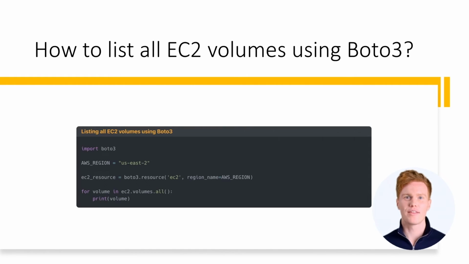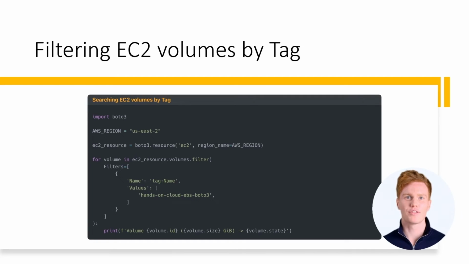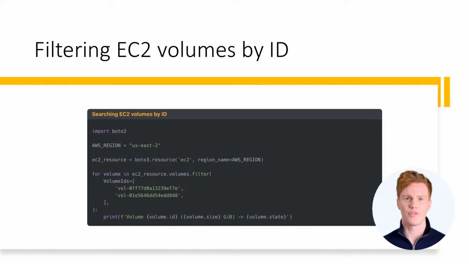Now, let's take a look how to list all EBS volumes in one availability zone. The easiest way to list all EC2 volumes is to use the all method of the volumes collection of the EC2 resource and use the for loop to iterate over results. If you'd like to search an EBS volume by specific tag, you can use the filter method of the volumes collection of the EC2 resource and use the for loop to iterate over results. The similar approach is applicable for searching EBS volumes by their IDs. Pay attention that you can specify multiple volume IDs at the same time.